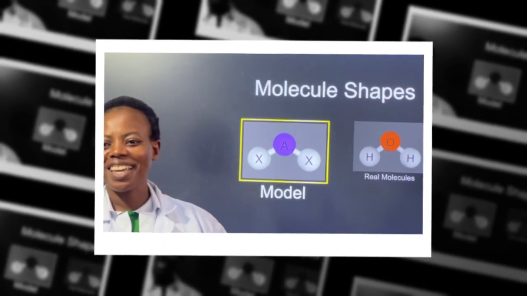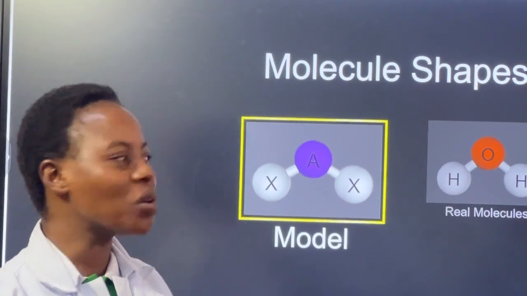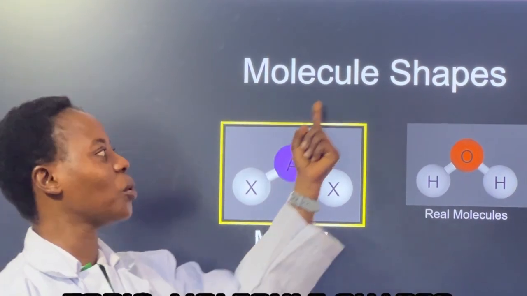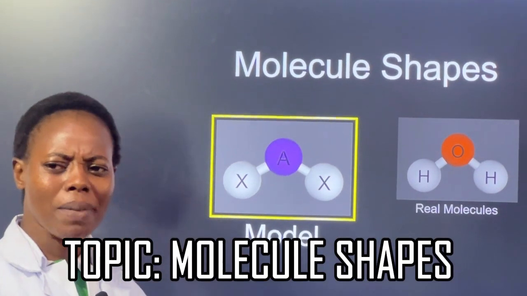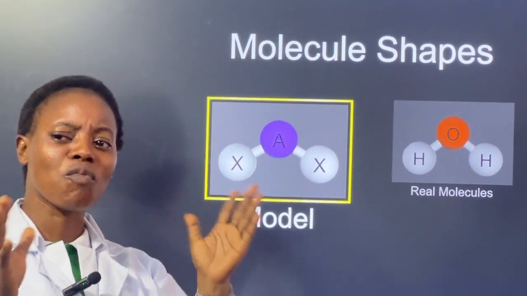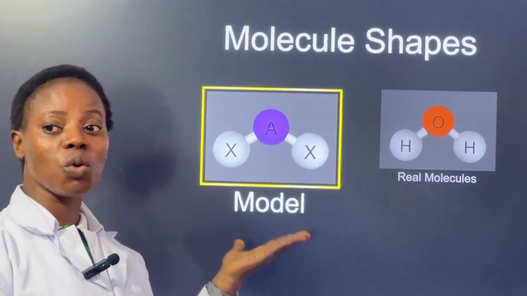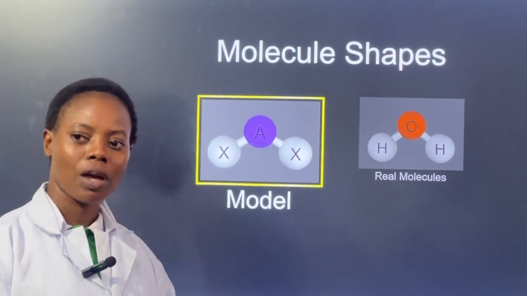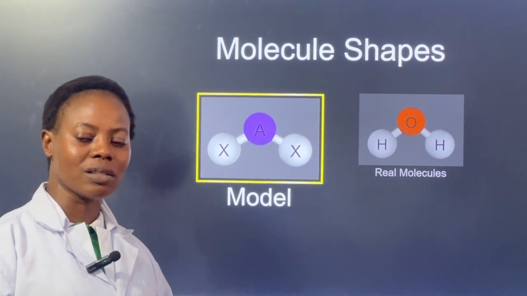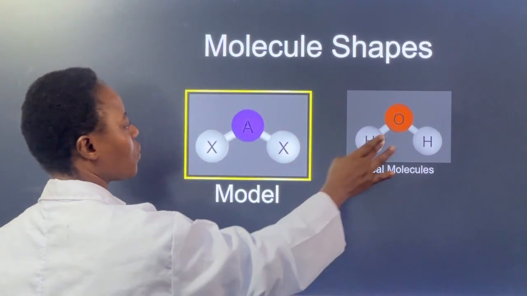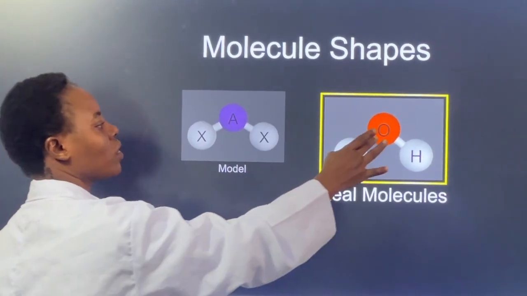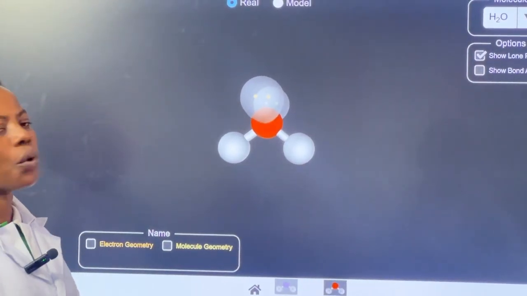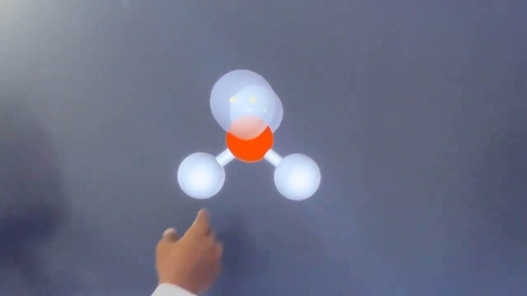Good day, friends. In chemistry class today, we'll be looking at the topic molecule shapes. And what do we mean by that? We are looking at the shapes of molecules. We have some molecules at this level that you are to be able to identify their shapes. And one of them, we'll be looking at water. So let's look at the real molecular shape for water.